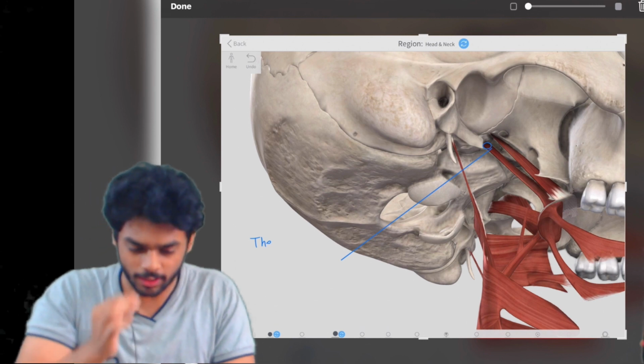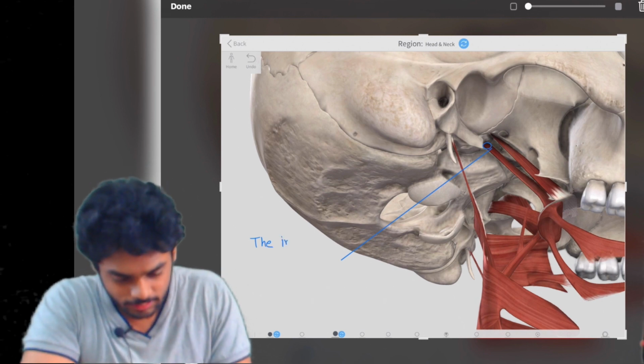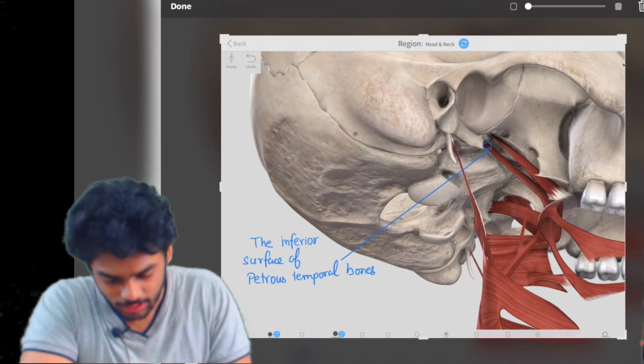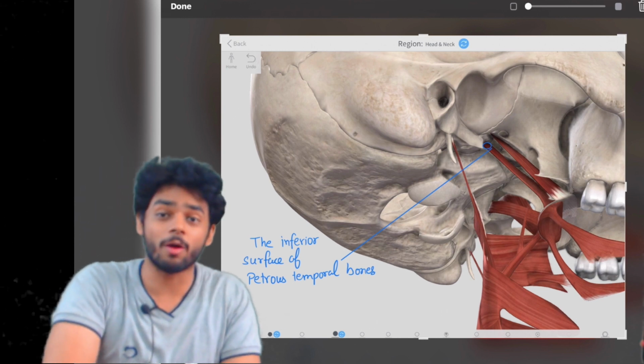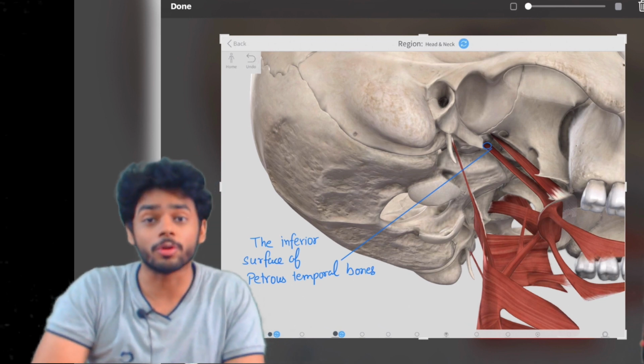Can you see this part? This is the inferior surface of the petrous temporal bone. We will study the petrous temporal bone now.